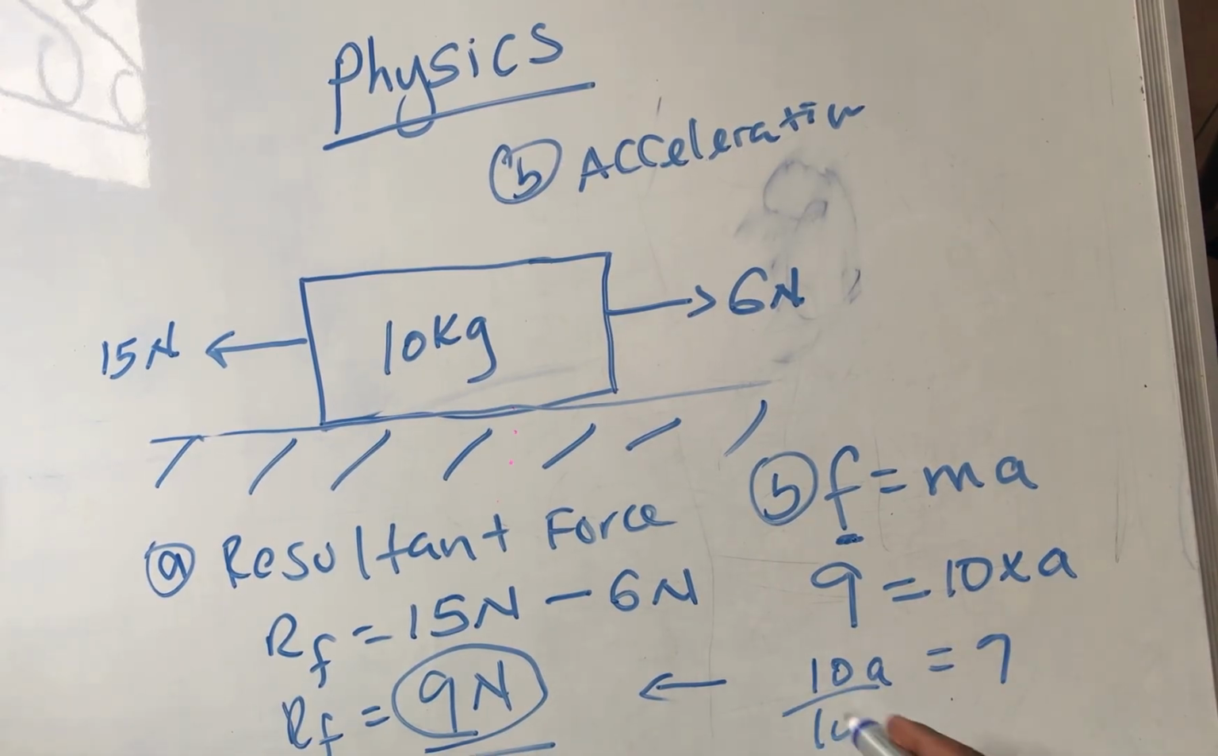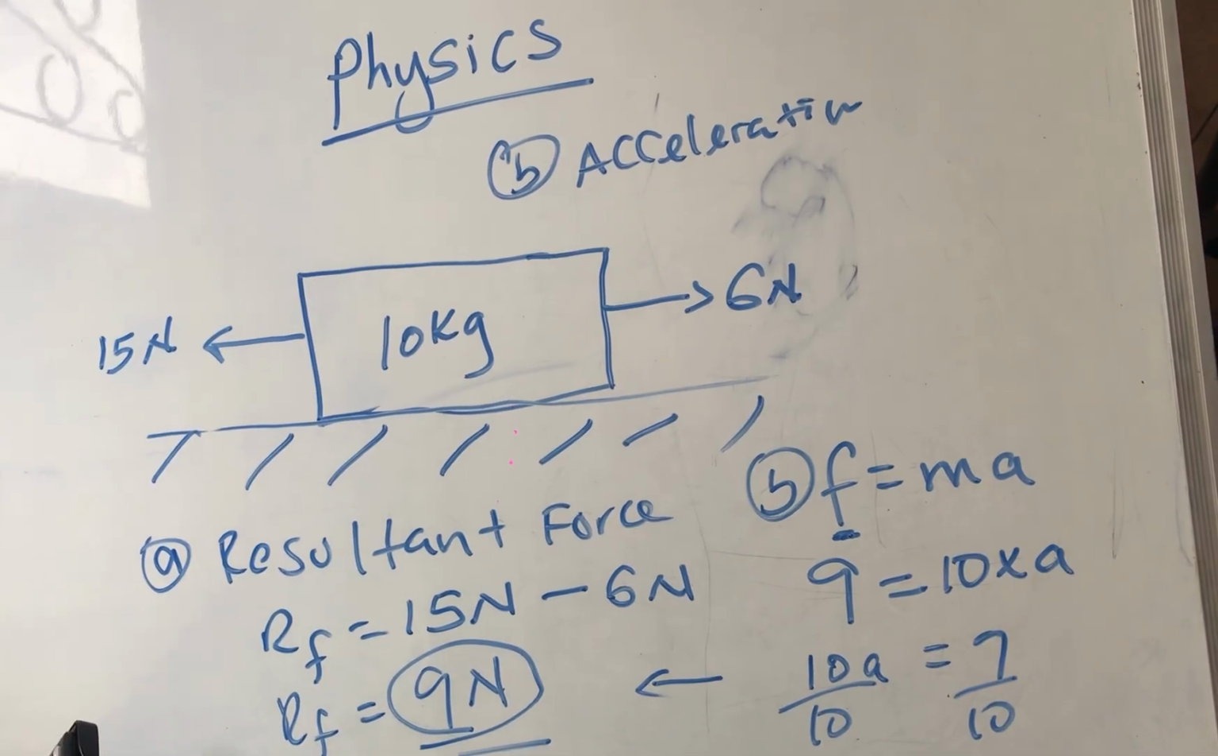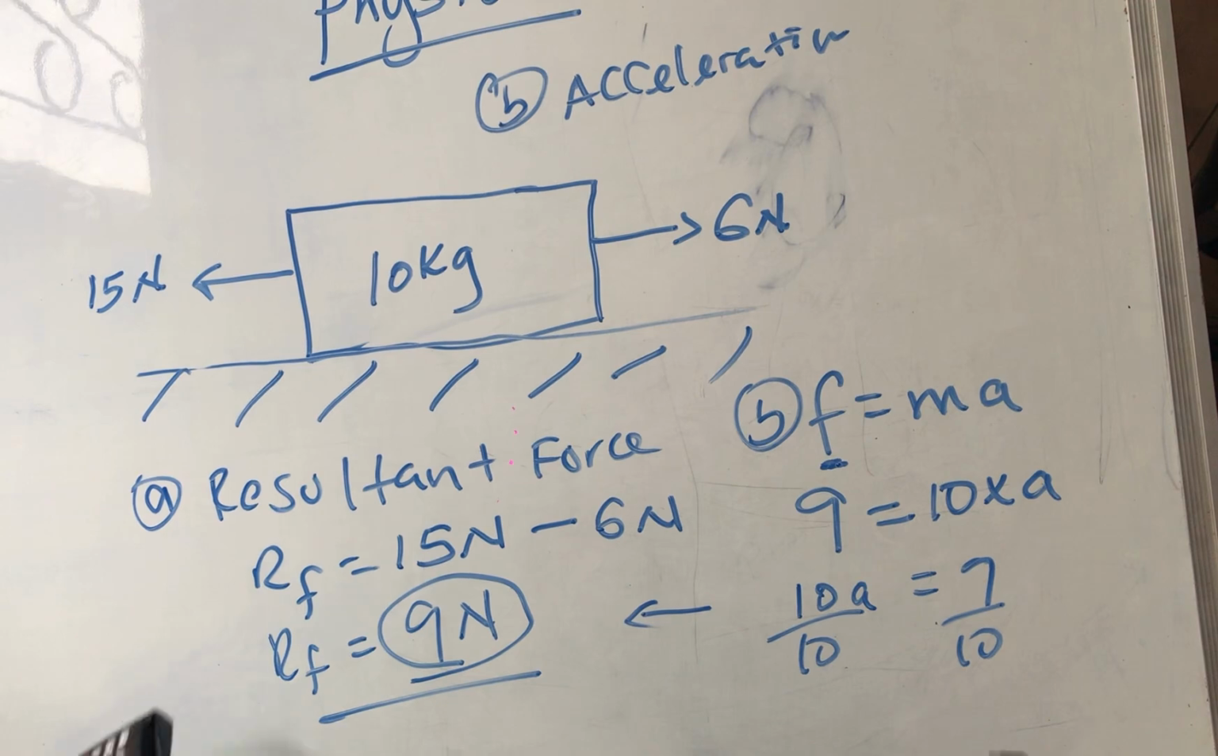And then from here, we're going to divide both sides by 10. Now, when we divide by 10, I'm sure you are able to see that the acceleration will be equal to 0.9 meters per second squared. This will be the answer. All right? That will be the acceleration.